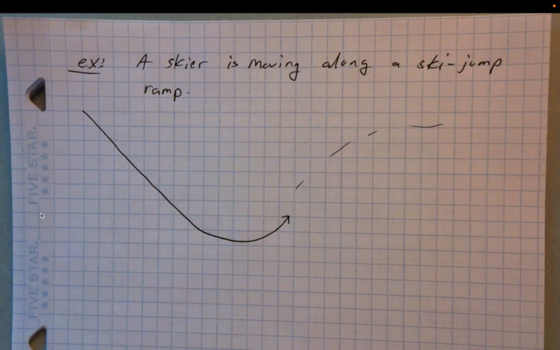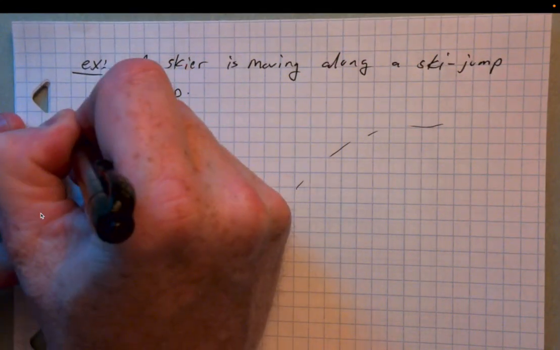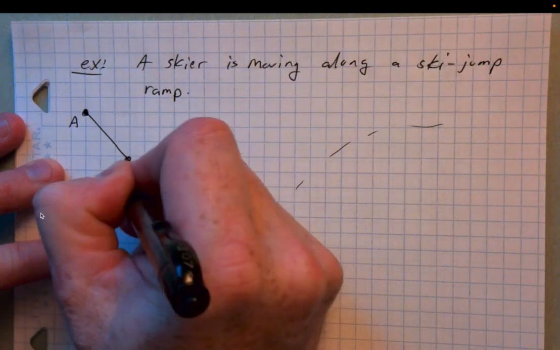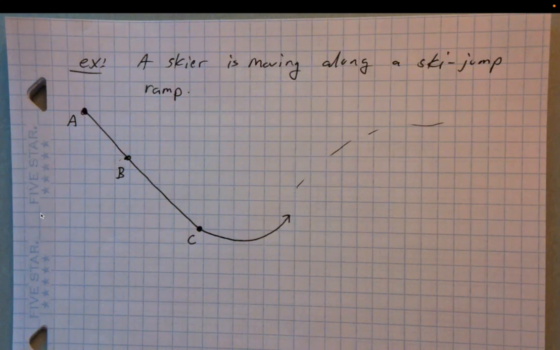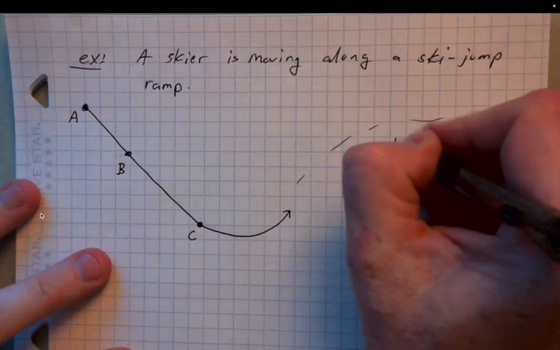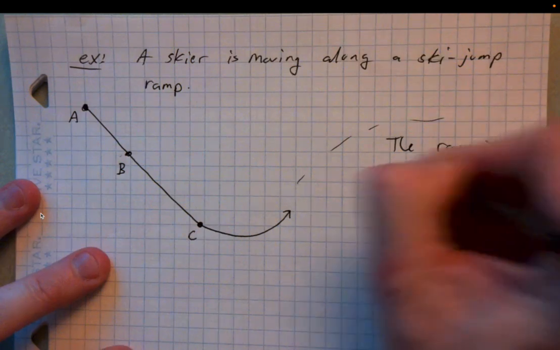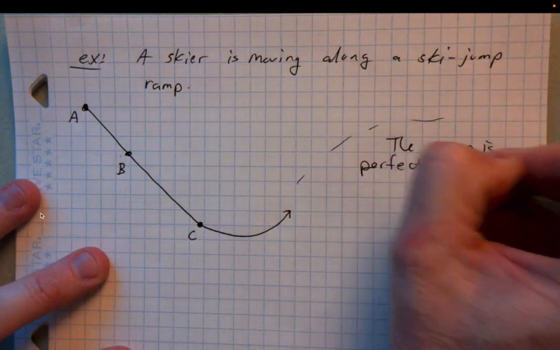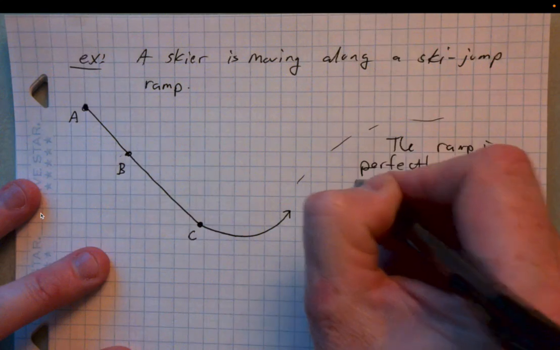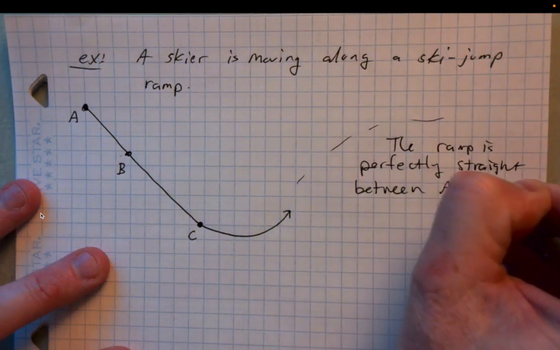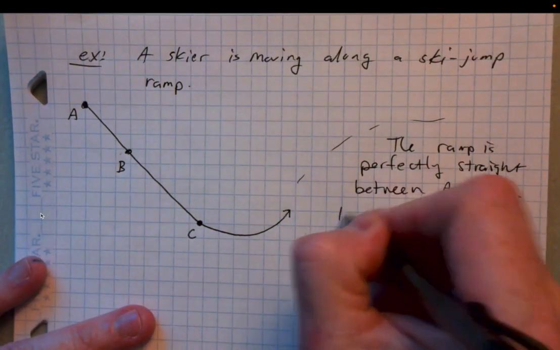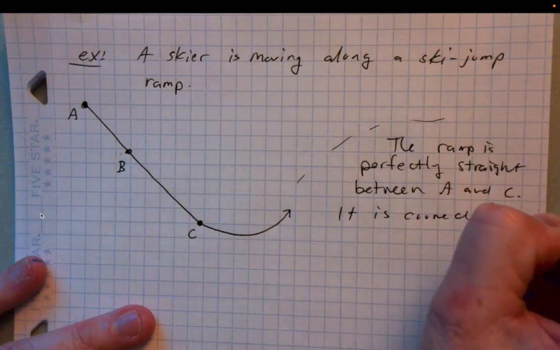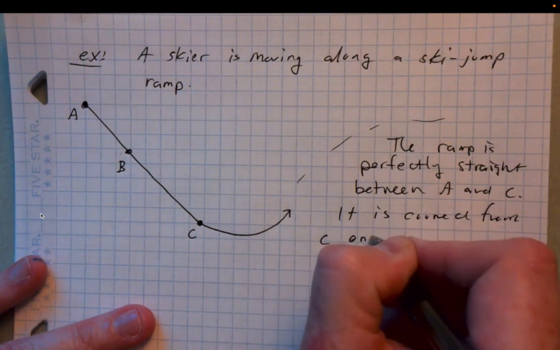Now the ramp is straight, so let's mark off a couple spots here. So we'll start up here with A, and then we'll put something here called B, and then something right about here called C. Now between A and C, the ramp is perfectly straight. Okay, and it's curved from C onward.